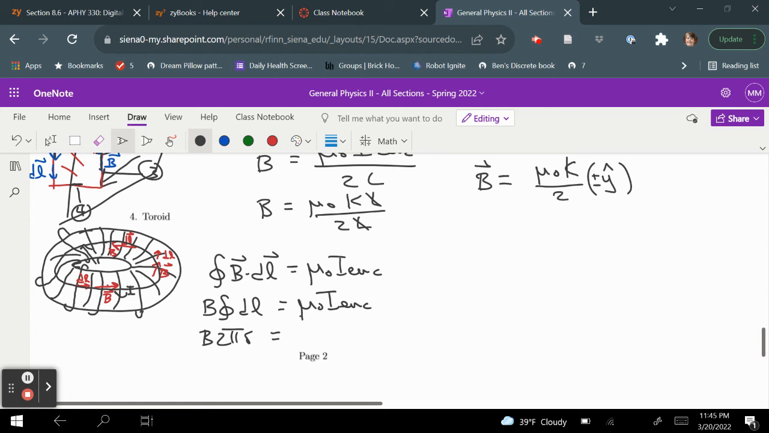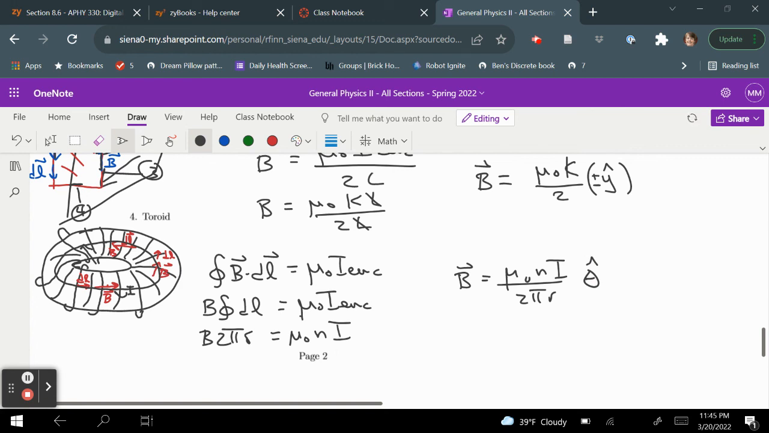So we're going to use the fact that we have n turns. How many coils, how many wires are wrapped around here? We're going to call it n. So we're going to say mu naught times the number of wires times the current going in each one. So that means B is equal to mu naught n I over 2 pi r. And that's going to be, again, in the theta hat direction because it's going around in a circle.